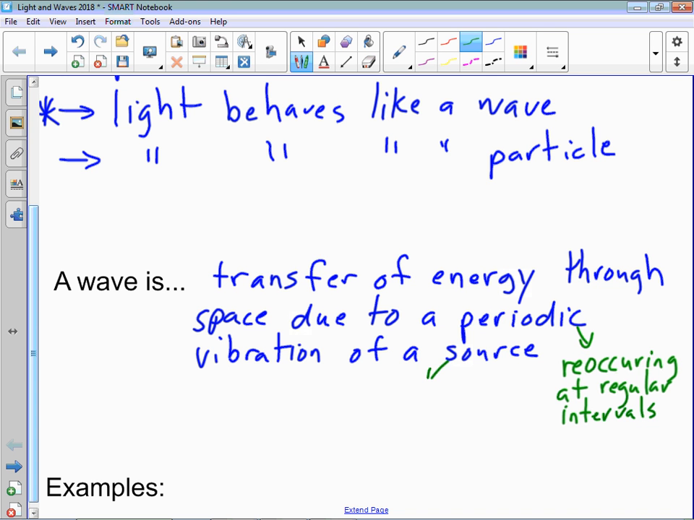The idea of a source, so periodic vibration, anything kind of going back and forth and making something go up and down, whether it be a particle of water or an electric field or air particles in a sound wave. The source is basically what causes the vibration.